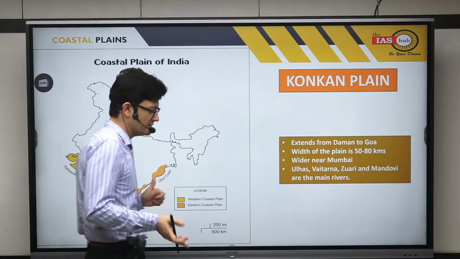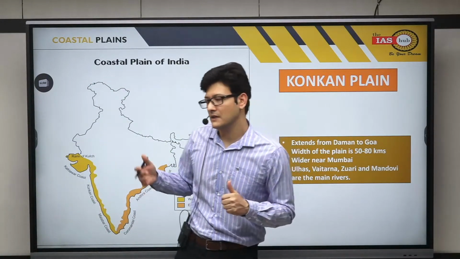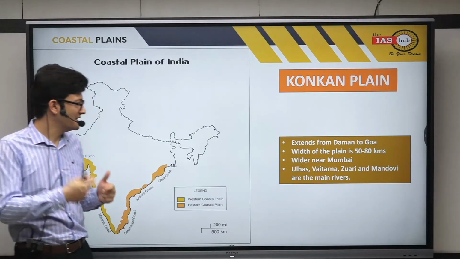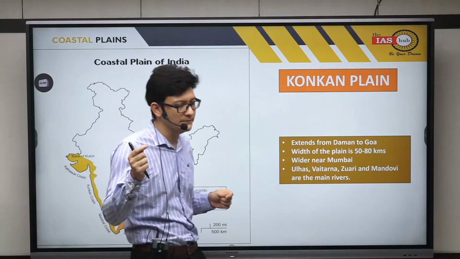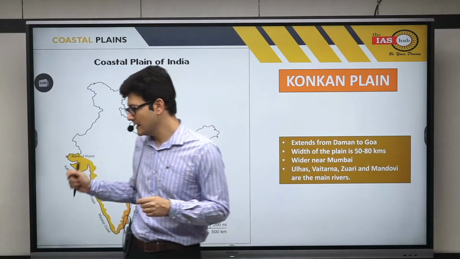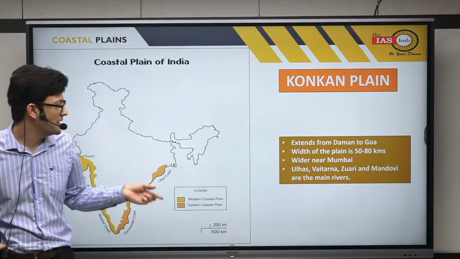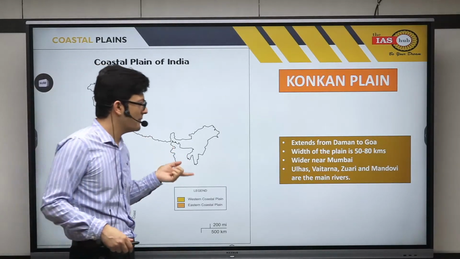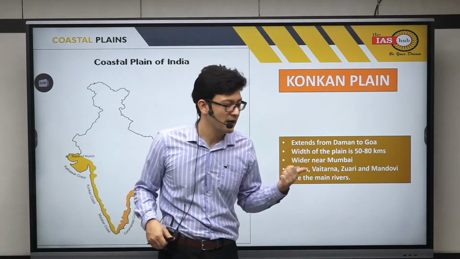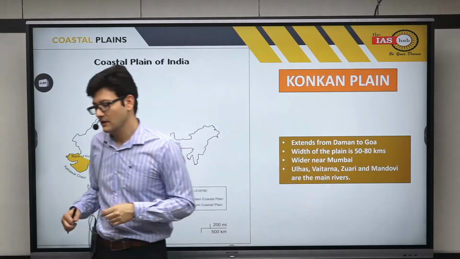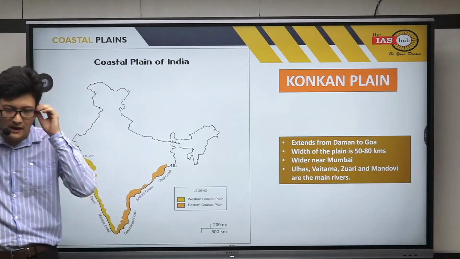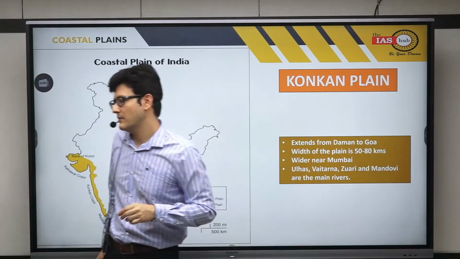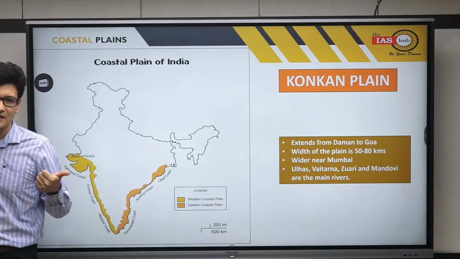There are certain rivers which flow through these plains. Obviously, the watershed created by the Western Ghats forces these rivers to flow towards the western side, into the Arabian Sea. So Zuari and Mandovi are the basic rivers which flow through it. Zuari and Mandovi are the major rivers which flow through Goa, and these are also west flowing rivers. So if somebody says that India has only two west flowing rivers, that is wrong. There are many west flowing rivers in the southern part, but these are very small rivers.